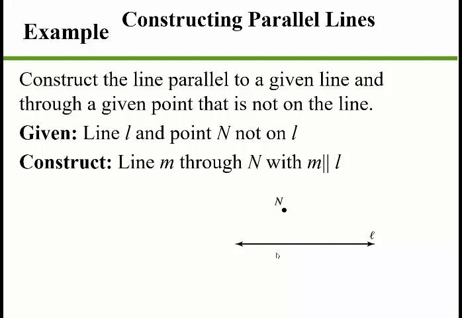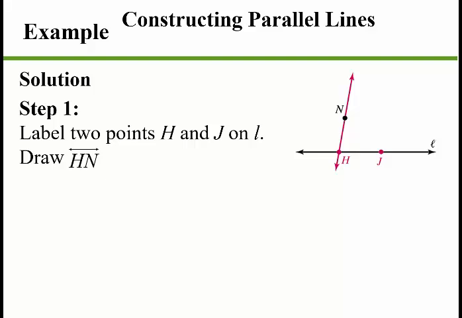All right, it is a little bit interesting how you do this, but I'll do my best to explain it to you. The first thing you're going to do is label 2 points, H and J, on line L. And then you're simply going to draw a line right through H and N here. So you got a line that looks like this. Now this is not a perpendicular line, this is just any line that goes through it.